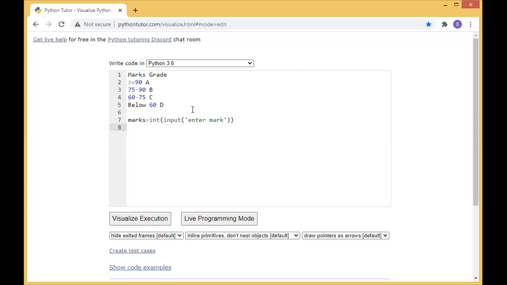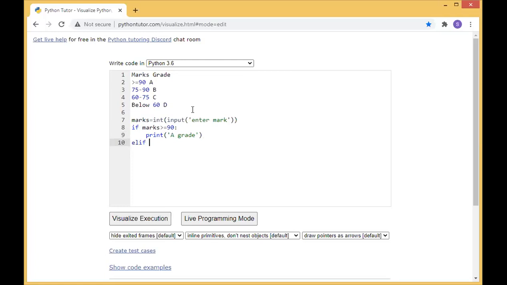Then for conditions, we have to use four conditions: A, B, C, D. So if elif type. First condition, if marks greater than or equal to 90, simple. So print A grade, that's all. Like this you have to use for all the conditions. Next one, elif condition.